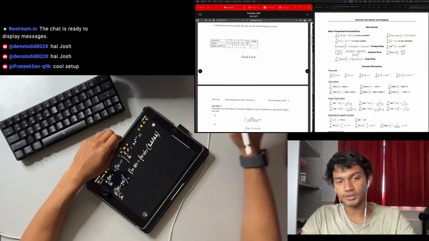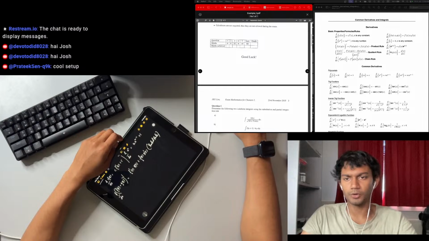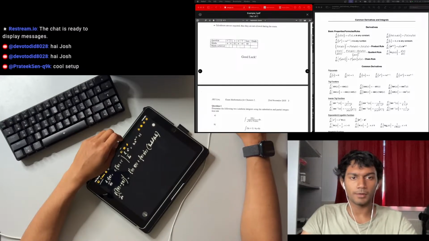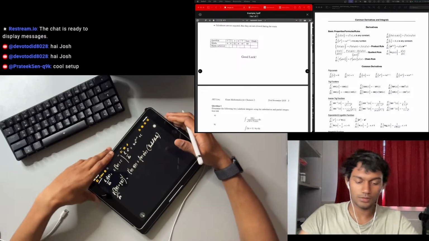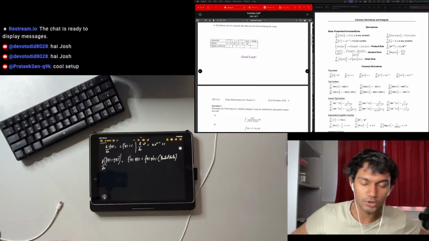Somebody wrote cool setup. Appreciate that. PERFOMAXXIN, cool setup. Appreciate that. Not very big, but I'm proud of this setup.